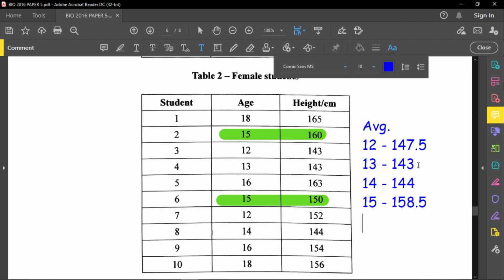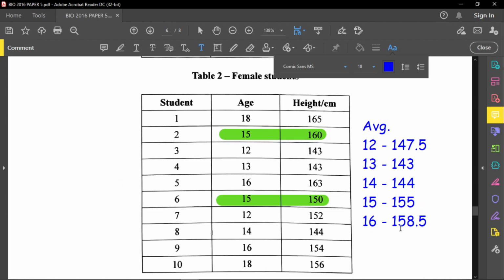158.5. Right. And then you'll go to your 16-year-olds for females. For female 16-year-olds, you have 2 of them, which is 163 and 154. Average of that is... no, I'm doing this wrong. So 155, okay? And so this here would be 158.5, and this will be 155.